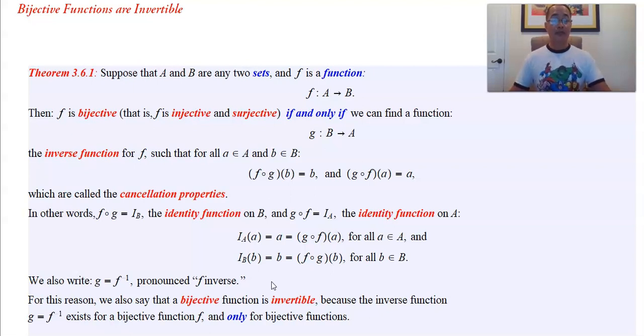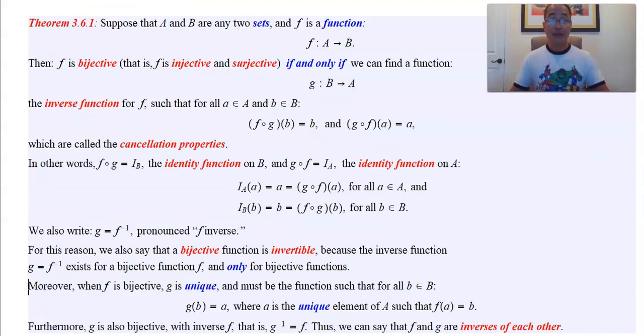So for this reason, we also say that a bijective function is invertible, because the inverse function f inverse exists for a bijective function f and only for bijective functions. Remember, this is an if and only if theorem. F is bijective if and only if the inverse function g exists, and this inverse function g exists if and only if f is bijective, 1-to-1 and on-to. So I apologize that this is a rather long theorem. There is a short second part.